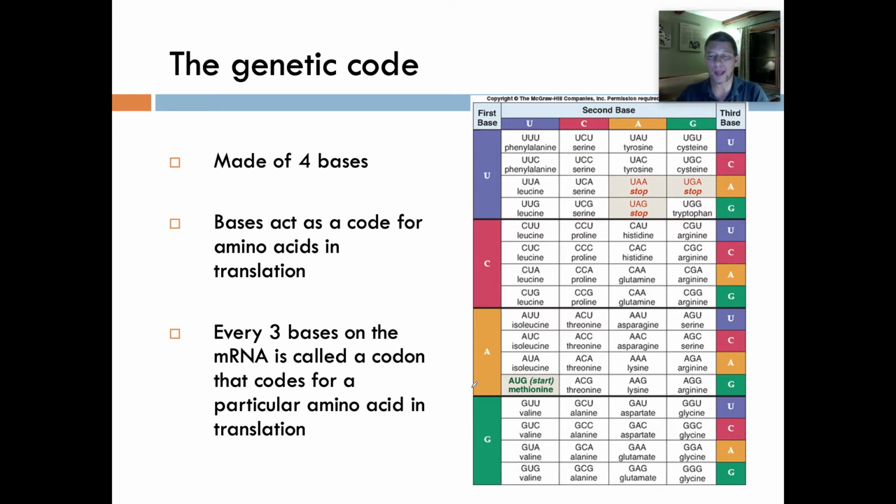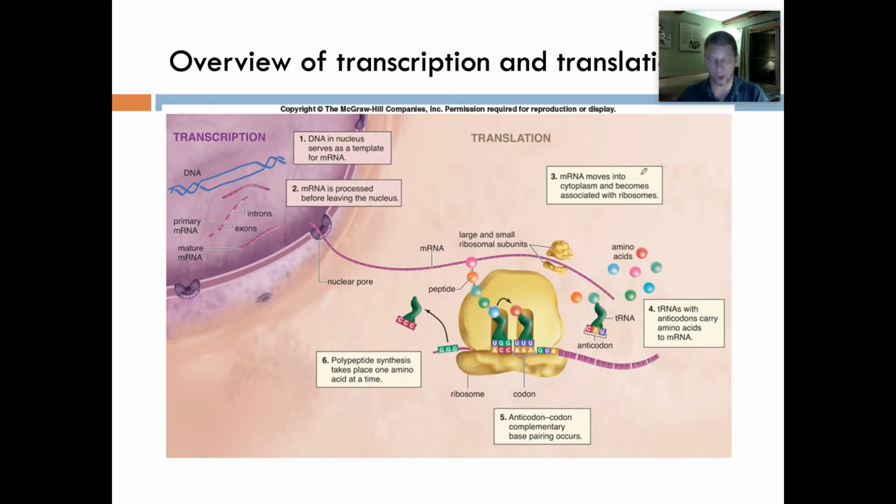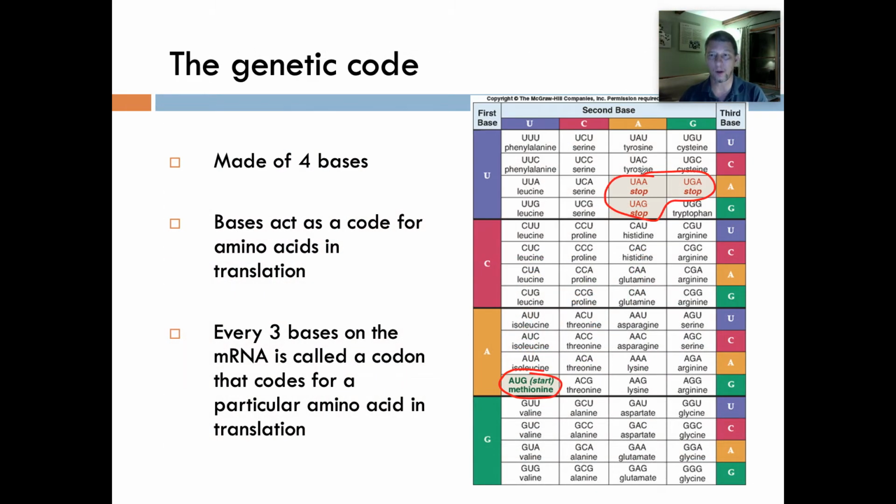The one thing I wanted to add, though, was that notice that AUG is the start codon. So that's the first one in every mRNA strand. And then any of the three that you see up here are what we call stop codons. All right, and those are found at the end of the mRNA molecule.